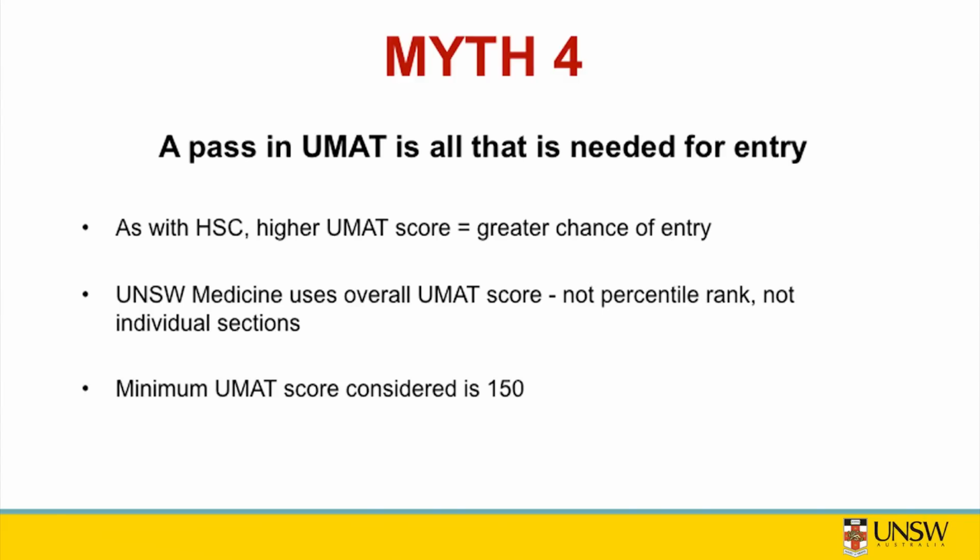Obviously, the higher your ATAR and the higher your UMAT, the better chance you have of getting an interview and getting into our program. Another myth is that a pass in UMAT is all that's needed for entry. Again, same thing: the higher these scores, the better chance you have of getting into the program. Now, we look at a minimum score of 150, that is the score of the 3 sections, and then we divide that by 3. So a minimum score of 50 is the lowest UMAT that we are going to look at.